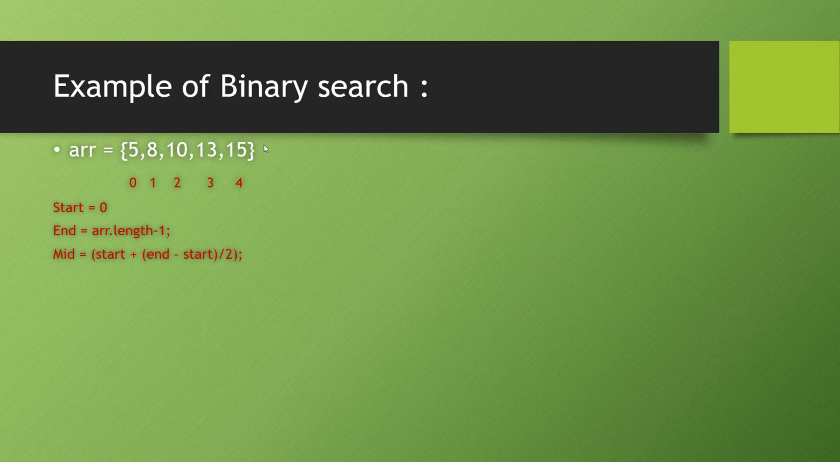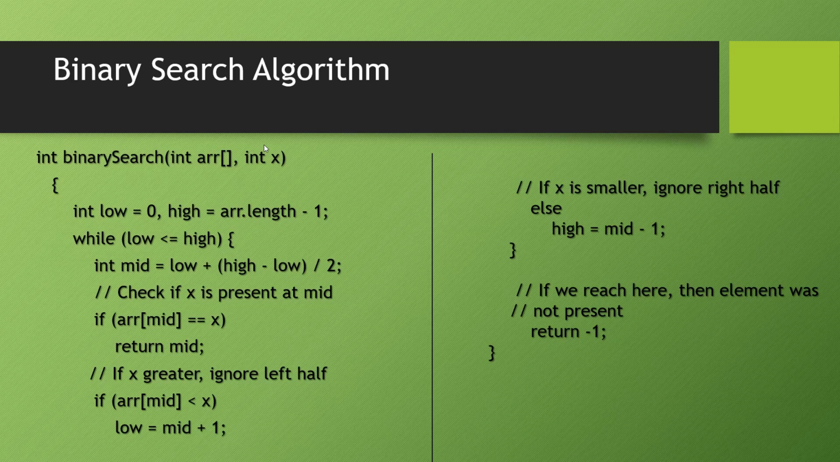And how do we find the mid? Here we need a mid element. We find it by using this formula: start plus (end minus start) by 2. So by using this formula we find mid. Let's discuss the binary search algorithm code. In a given method, or function, binary search, we pass an array and x as arguments. Inside that function we declare low as 0 and high as array.length minus 1, which are the start and end points.